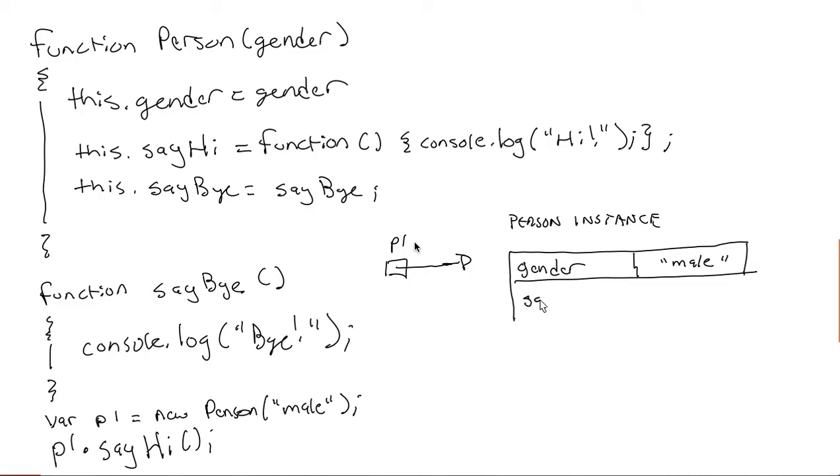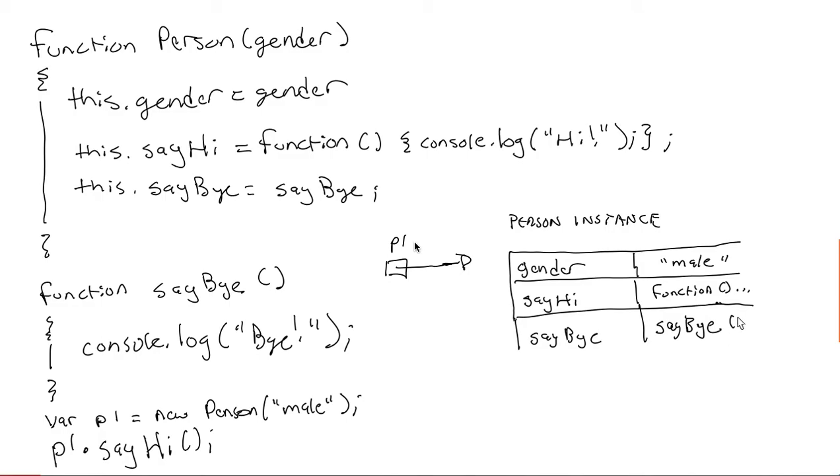That's just like the previous example. It's also going to have the sayHi method, which has that function that we defined in the constructor. It has sayBye, which is going to be linked to the sayBye function. And we also have the prototype.